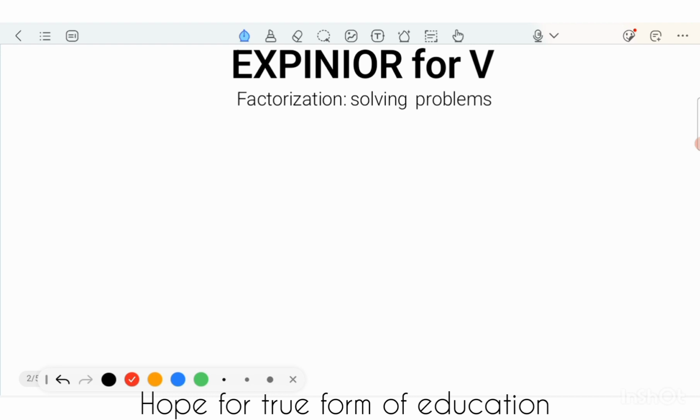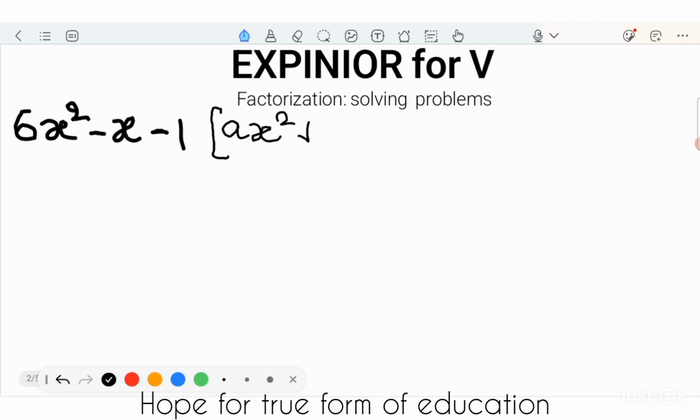So the first question will be 6x square minus x minus 1. Okay, now as I said, the general formula of a quadratic equation is ax square plus bx plus c.